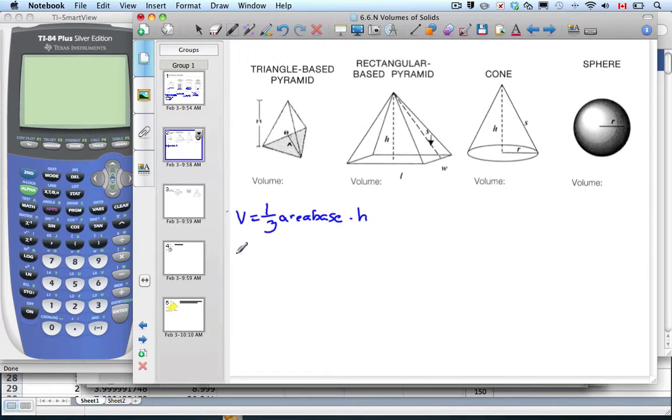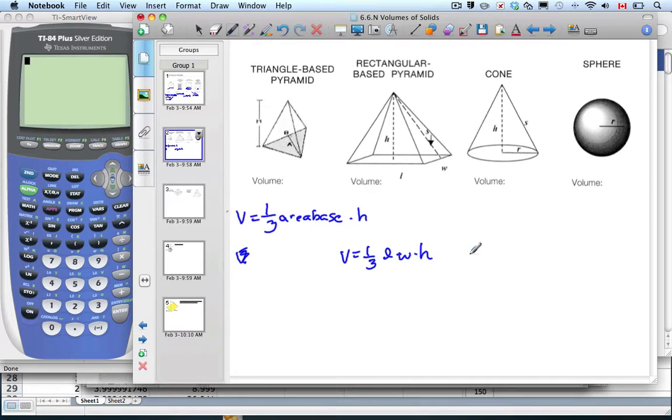All right, so do you want to go any further with that? No, I think we'll just leave it at that, because we might be given different information for how to find the area of that base triangle. All right, so what about a rectangular base pyramid? Okay, well that's still going to be 1/3 area of the base, but the area of this base specifically is length times width, and multiply it by the height.